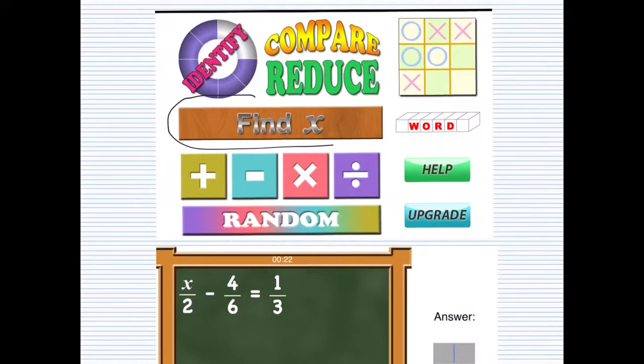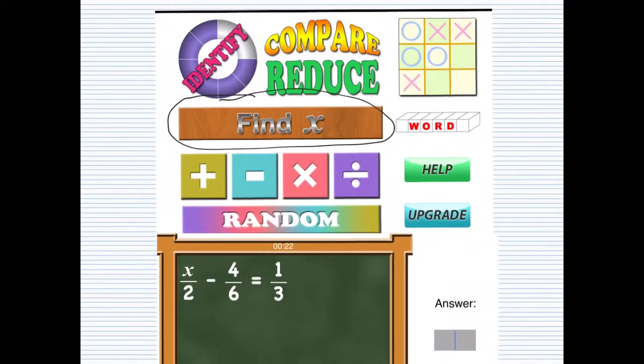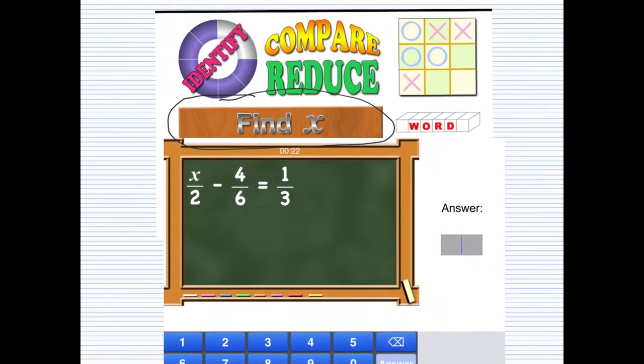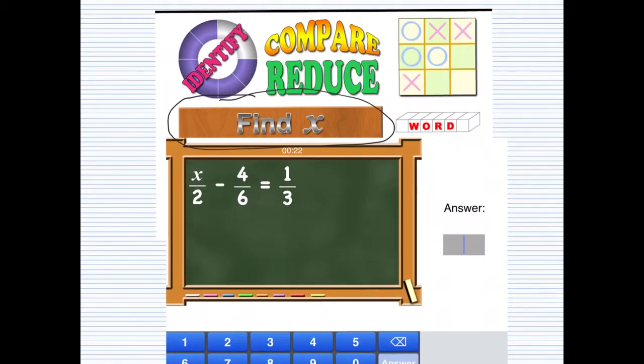For the Find the X category, students will have an equation like this one, and two of the fractions will be full fractions, and there will be another fraction that has an X on the top or the bottom. The students will have to find out what number X is. Like the other categories, the answer they type shows to the right, and below is also the keyboard.